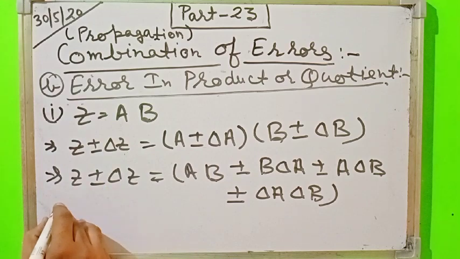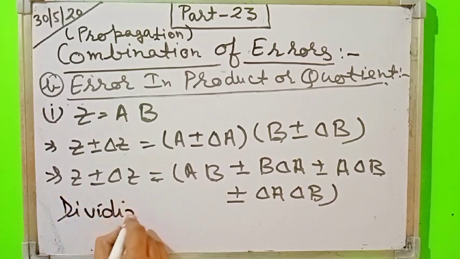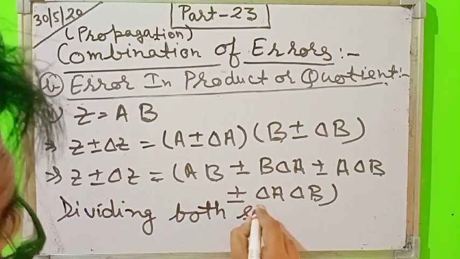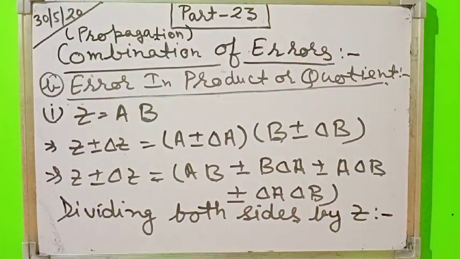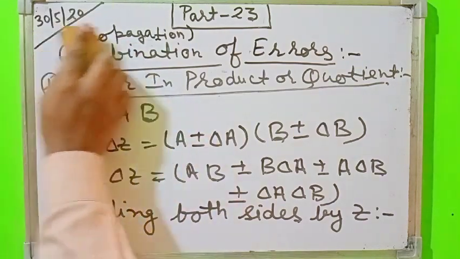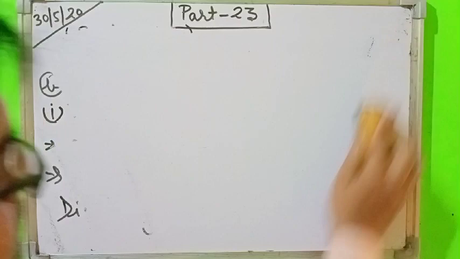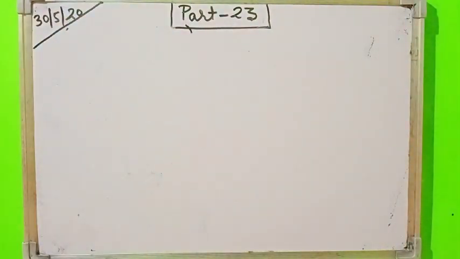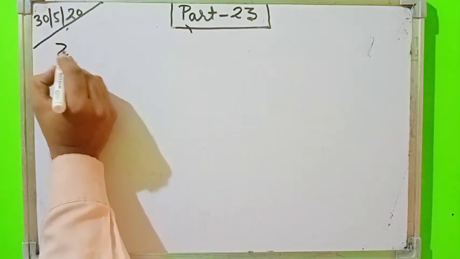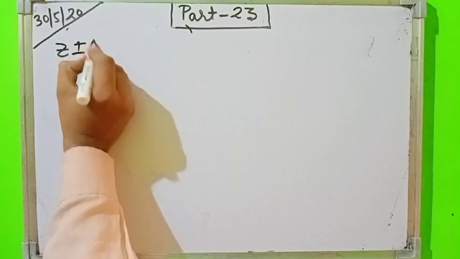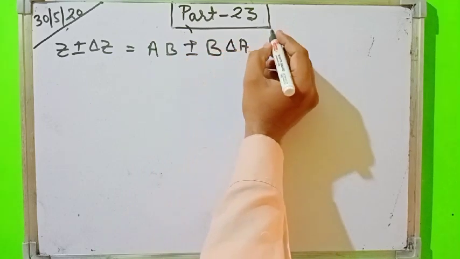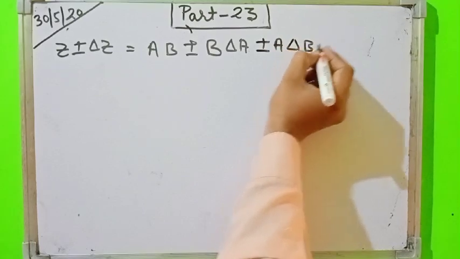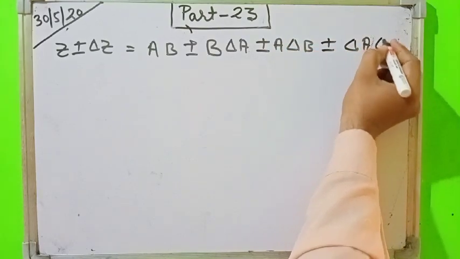Now dividing both sides by Z. On dividing both sides by Z, look at here what will happen. What expression we had written? Look at here, Z plus minus delta Z equals AB plus minus B delta A plus minus A delta B plus minus delta A into delta B.